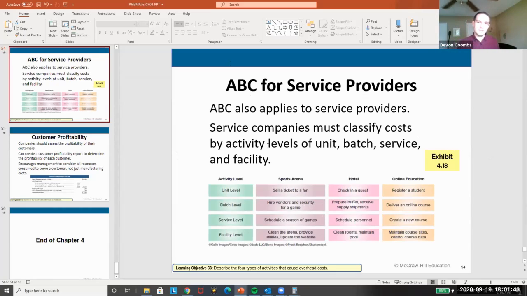The idea here is that you can do ABC for service providers too, right? Don't just think this is related to products, but being able to determine the cost of your service is just as important, because services are products. So if I'm thinking of accounting, if I have to prepare a tax return, me filling out the tax return might be the unit level, but the batch level might be having a team doing the research, and then a facility level, like my electricity for my office, right? So we can do activity-based costing for services as well.